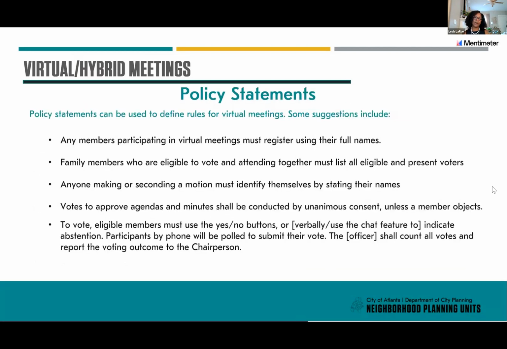Policy statements are often used to define rules for virtual meetings and for other areas of the NPU. Policy statements are useful because they typically don't require a 2/3 vote or a 3/4 vote. One example that I can think of in one NPU in particular is they made a policy around the timing of presentations and of city departmental reports. So the reports have to be no longer than 3 minutes or 2 minutes or something like that. And the questions from the public no longer than 5 minutes.